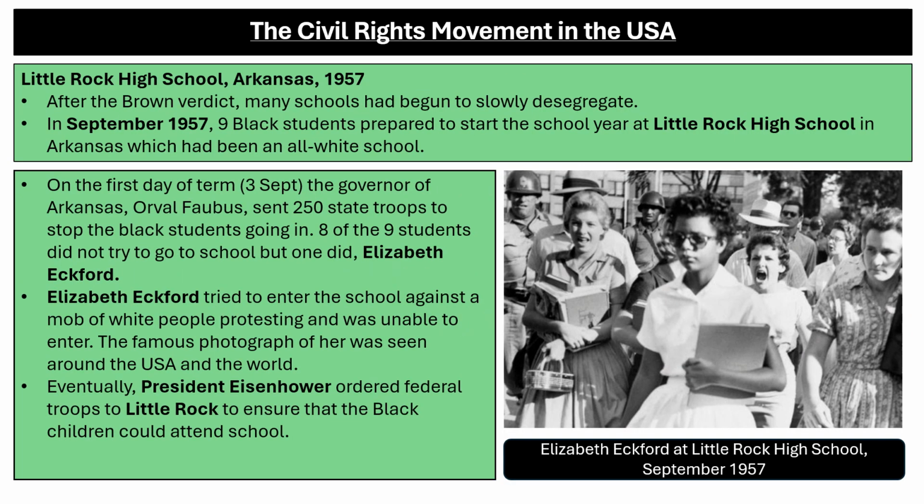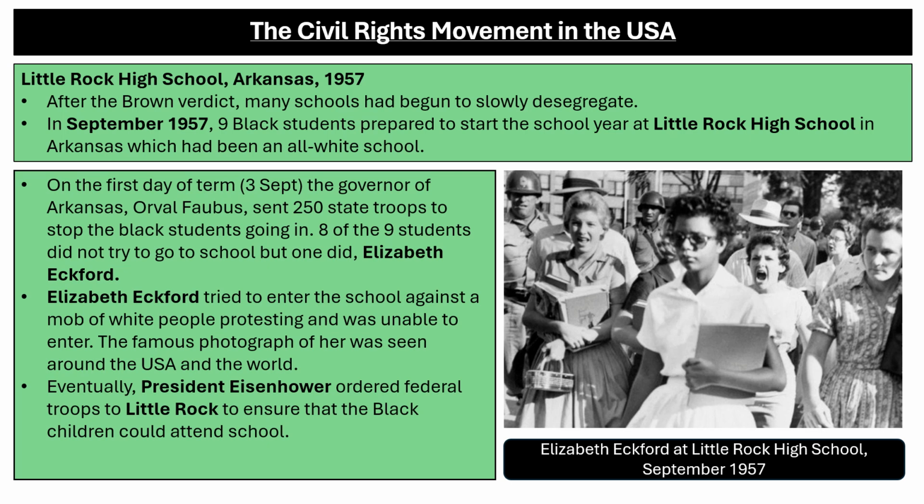Now, we're going to find out a story about the events at Little Rock High School in September 1957. Little Rock High School was in Little Rock in Arkansas. After the Brown versus Board of Education verdict, many schools had begun to slowly desegregate. And in September 1957, 9 black students prepared to start the school year at Little Rock High School in Arkansas, which had been an all-white school.